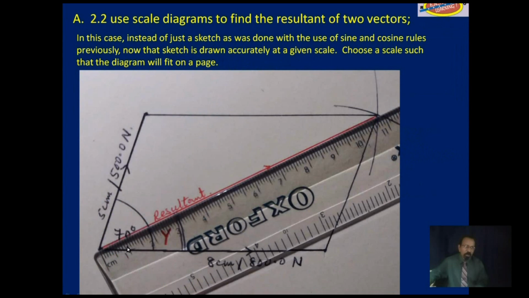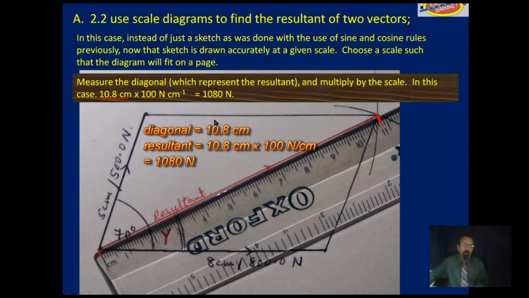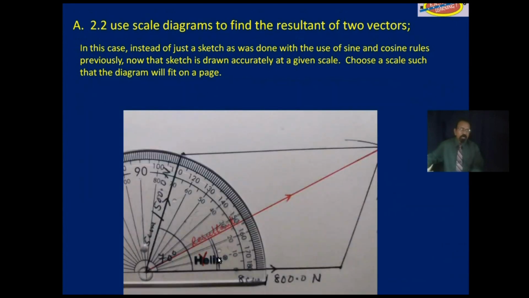So now that we have the drawing, we measure the diagonal from here to there. We measure it and we get 10.8 centimeters. 10.8 centimeters, that's 11. We multiply it by our scale because we said our scale is 100 newtons per centimeter. And so we get 1080 newtons, which is exactly what we got when we did the calculation. So the resultant is 1080 newtons. And then all you need to do is to find the angle.